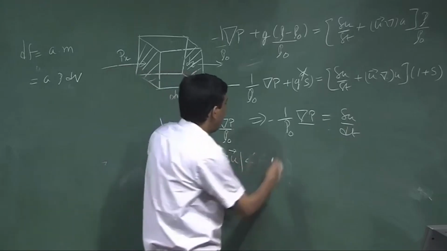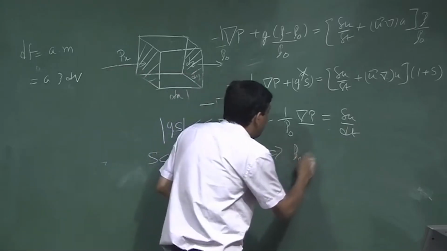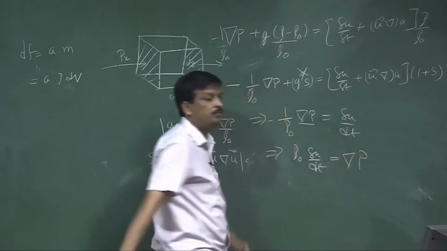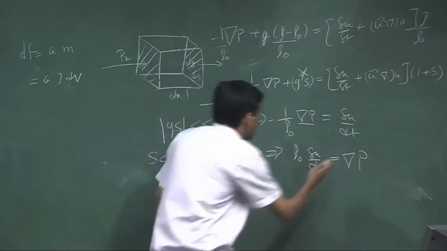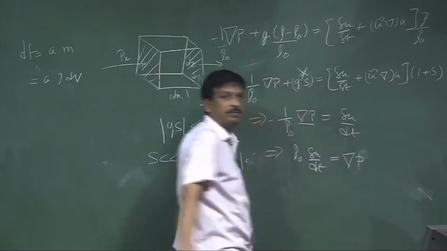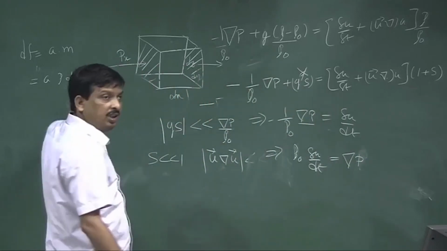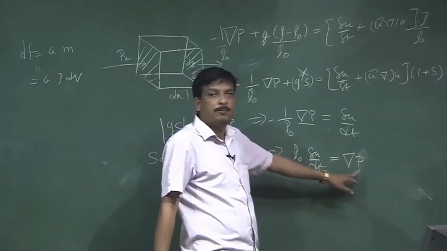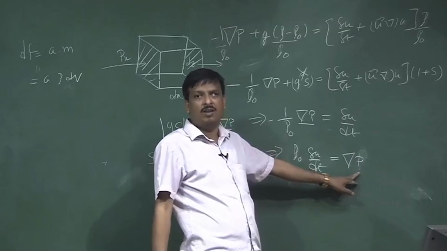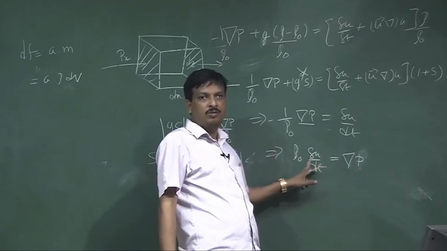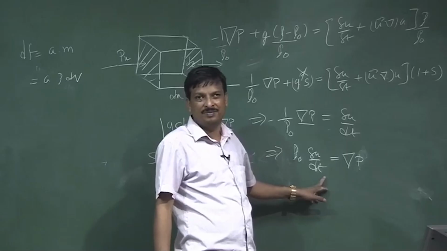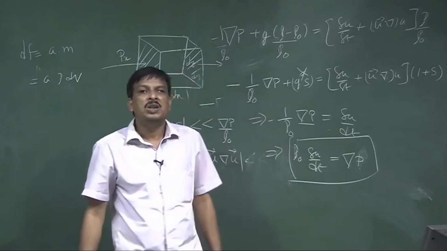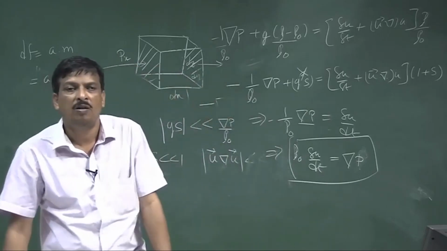So, I can write rho 0 into del u by del t is nothing but a divergent of acoustic pressure. So, it is not total pressure, it is acoustic pressure, small p, because we have considered that things that we have derived. So, I get acoustic pressure is a function of acoustic velocity with respect to time. So, this is called force equation, sometimes it is called Euler's equation or force equation.